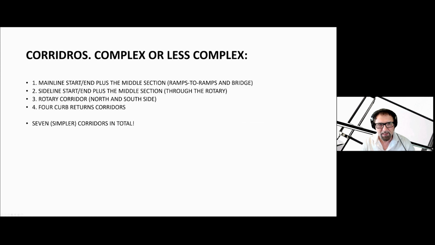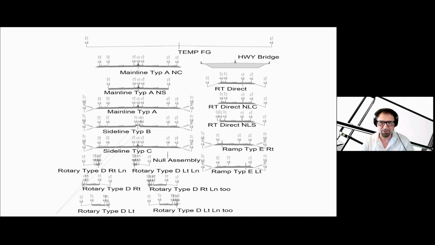So I ended up with main line that has a start and end region plus the middle section, I call it, ramps to ramps, and the bridge segment in the middle. The sideline has the same, instead of bridge, it has through the rotary section. And then the rotary corridor has a north and a south side. Those are 2 baselines. So just the rotary corridor is a complex corridor, you can call it, because it has multiple baselines. And then I have 4 separate curb returns corridors. So I opted for 7 simpler corridors, larger number, but simpler and easier to manage.